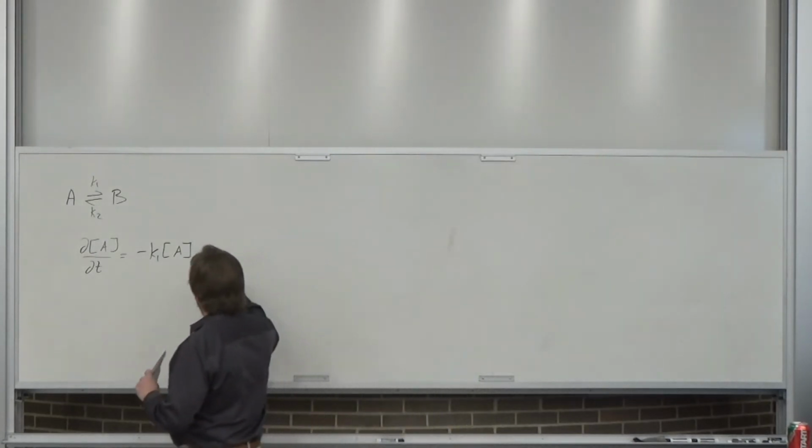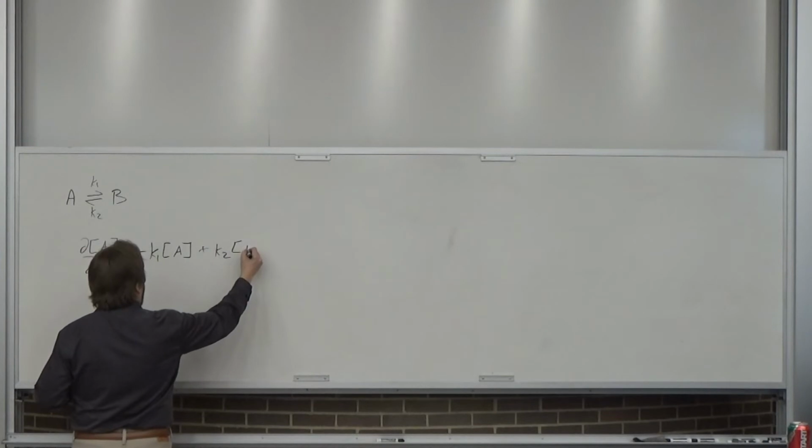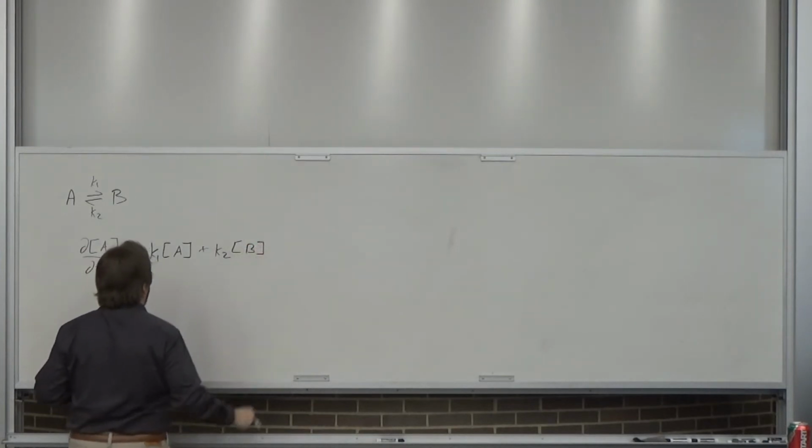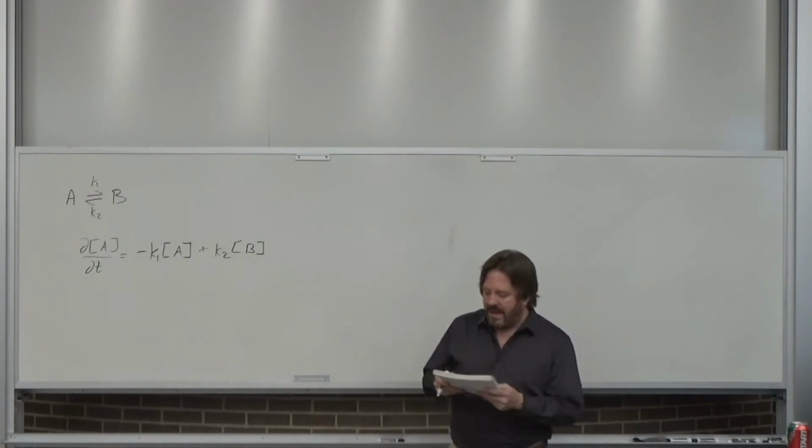Sources are positive. So positive what? Positive k2, and the source of A is B itself, its own product. So there you go. Okay.